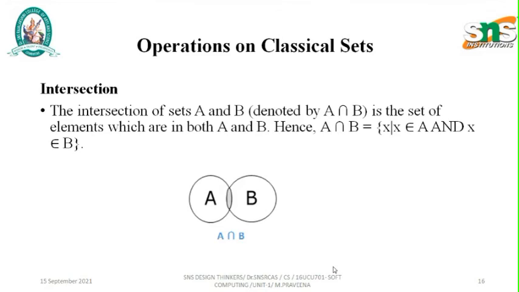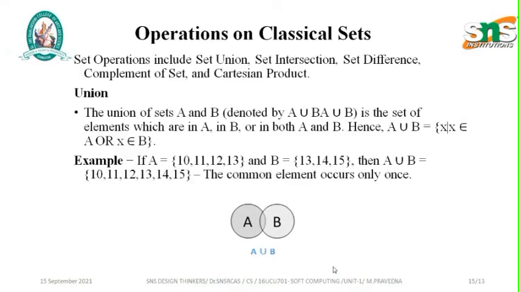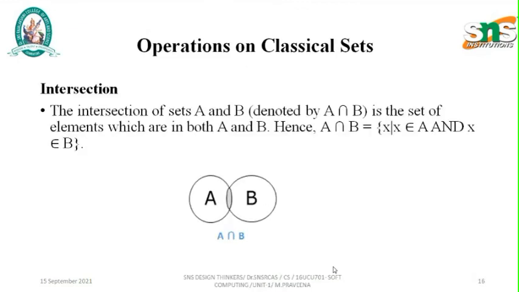In the previous example, set A has 10, 11, 12, 13 and the elements in set B are 13, 14 and 15. How can we give the intersection? 13 is present in set A and also in set B. So the intersection consists of the element 13.